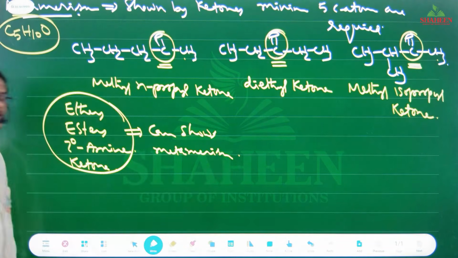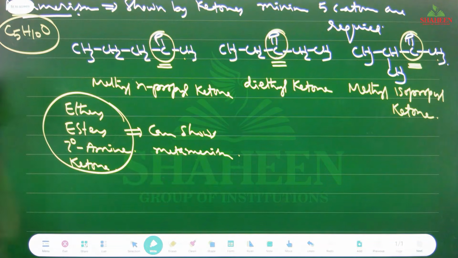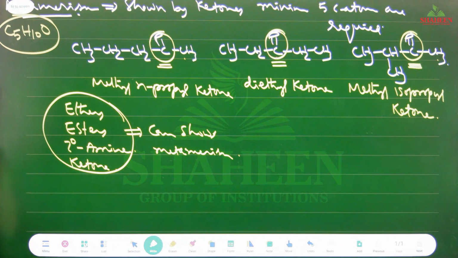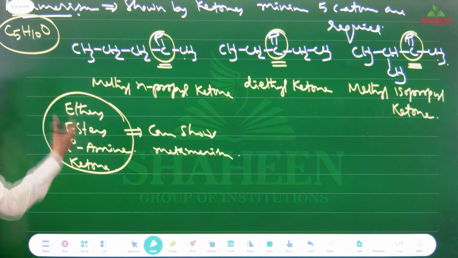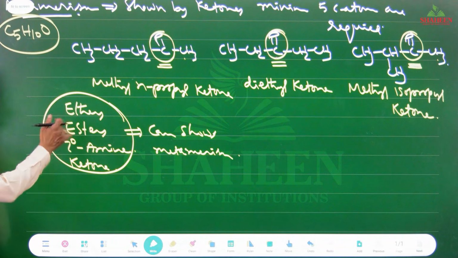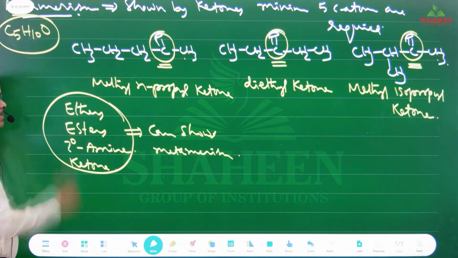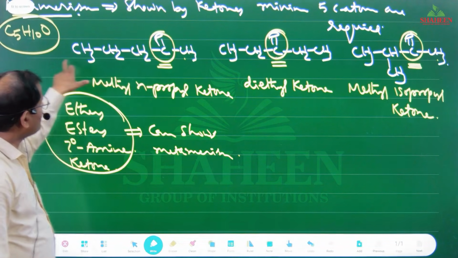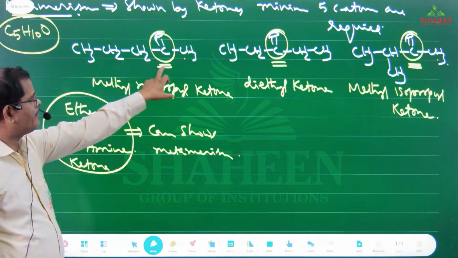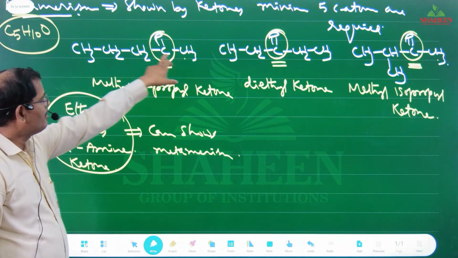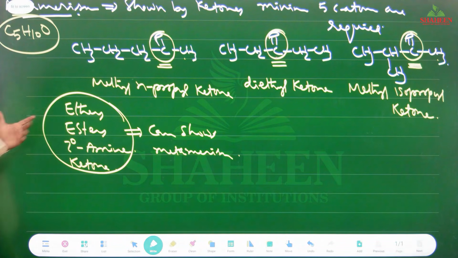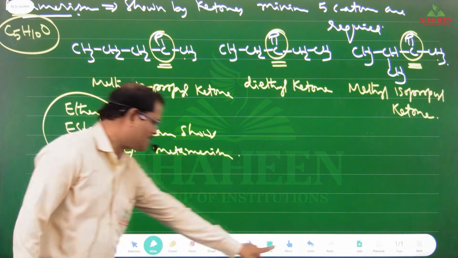In examinations the question is like this: which of the following cannot exhibit metamerism? Other than these cannot exhibit metamerism. Why? Because in these only we have a non-terminal functional group. The functional group is present in the middle of the carbon chain, not at the terminal position. Because of that reason, such compounds can exhibit metamerism.